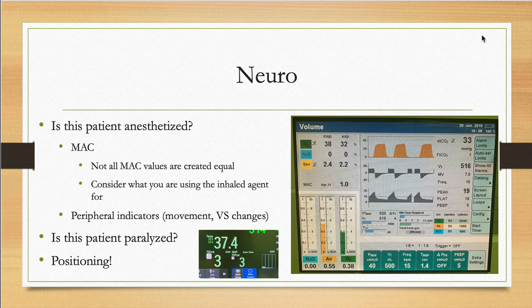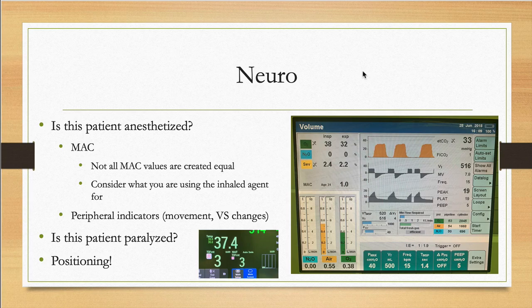So you can run a MAC level around 0.7, 0.8, and the chance of awareness is greatly minimized. So just be aware of what it is that you're using MAC for. In addition to using MAC, you can decide if the patient is anesthetized by peripheral indicators such as vital sign changes, if they're profoundly tachycardic or hypertensive, and of course, if they're moving and the surgeon's like, hey, he's kind of wiggling, or he's bucking the vent.